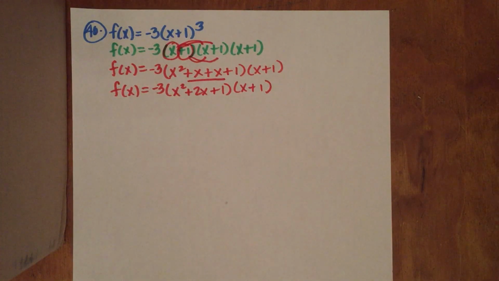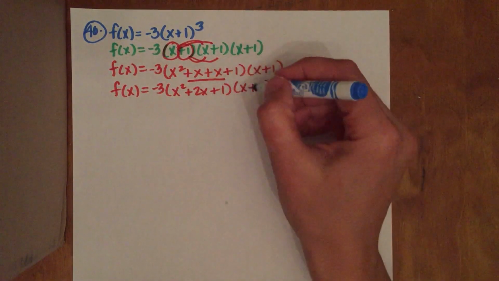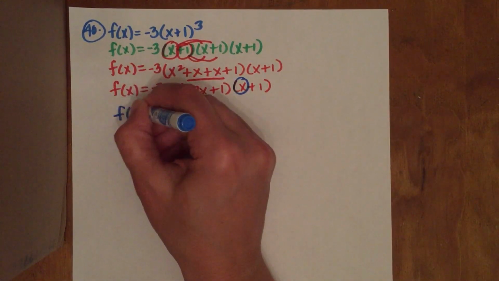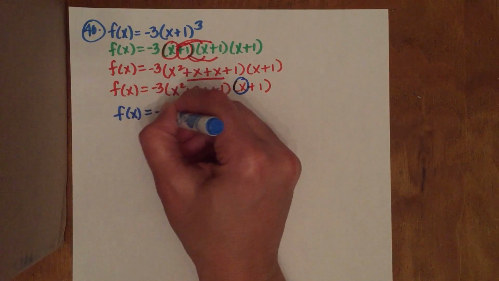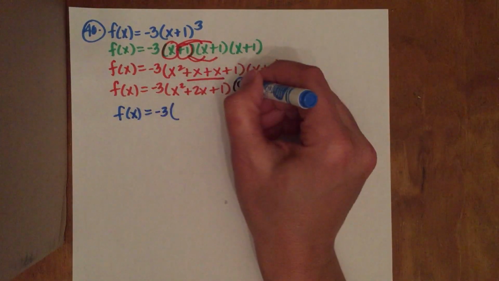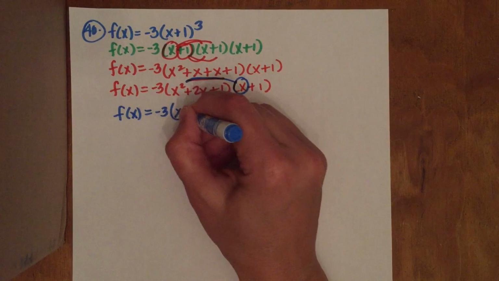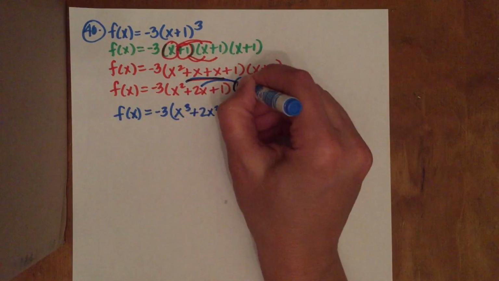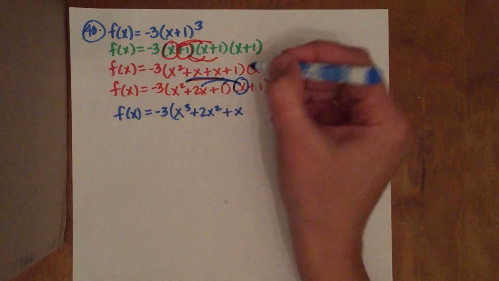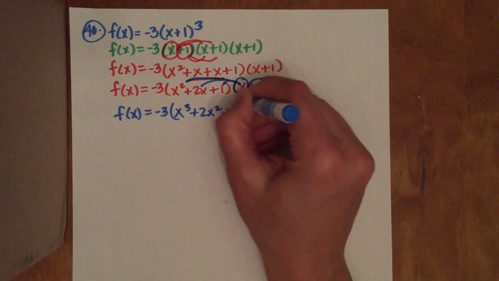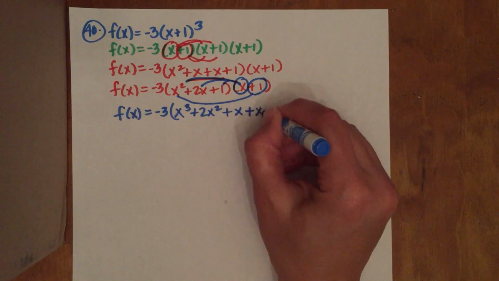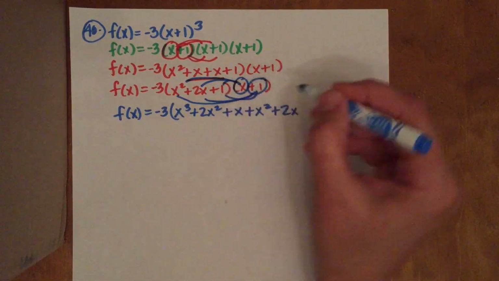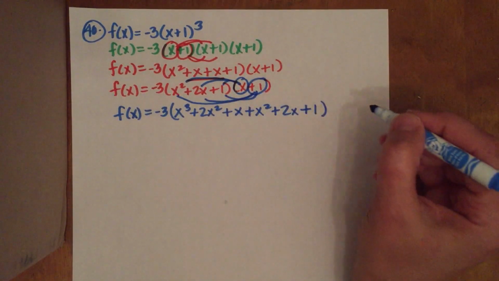So now my next step is to multiply these two factors out. So let's start with x. And once again, I'm going to keep that negative 3 there. X times x squared is x cubed. X times 2x is 2x squared. X times 1 is x. Now let's do the positive 1. Positive 1 times x squared is x squared. Positive 1 times 2x is 2x. Positive 1 times 1 is 1.